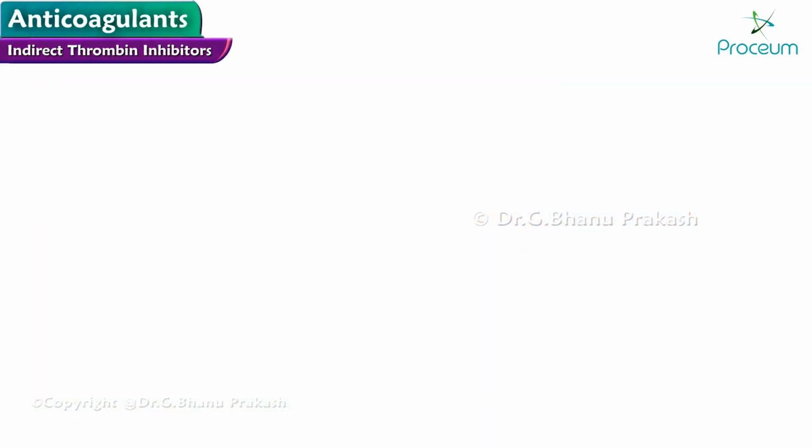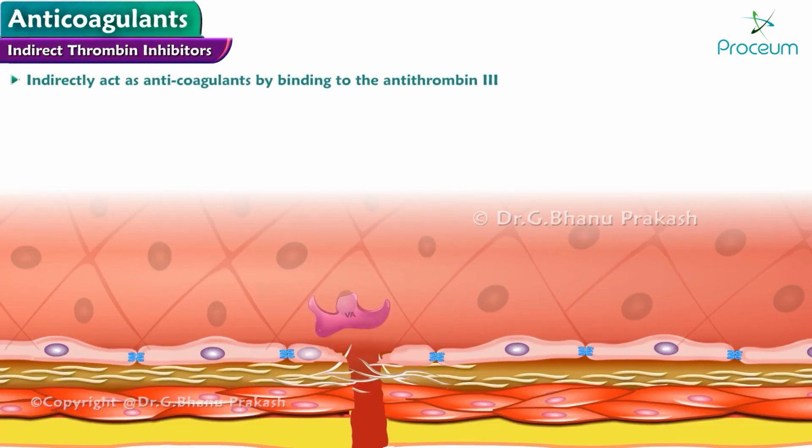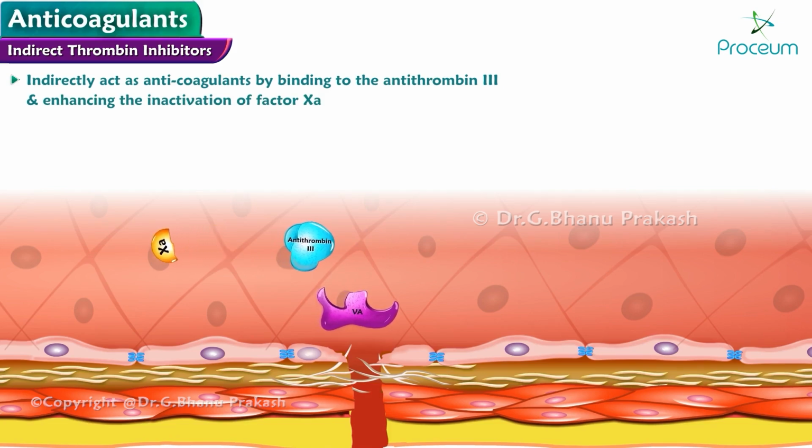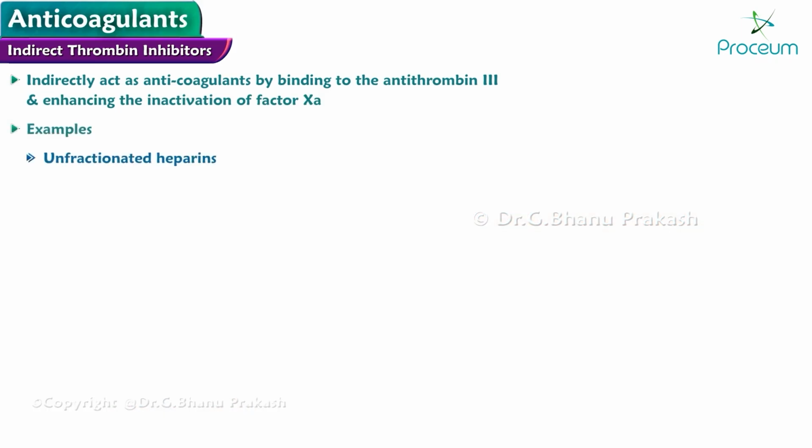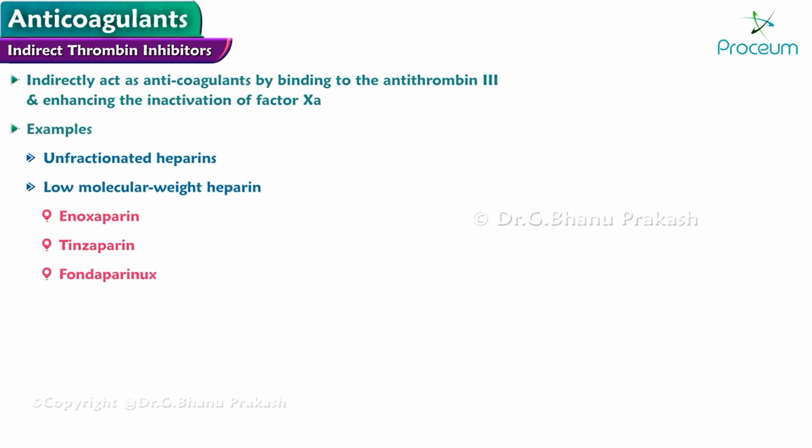Indirect thrombin inhibitors. These drugs indirectly act as anticoagulants by binding to antithrombin 3 and enhancing the inactivation of factor 10A. Unfractionated heparin, low molecular weight heparin, enoxaparin, tinzaparin, and fondaparinux are examples of indirect thrombin inhibitors.